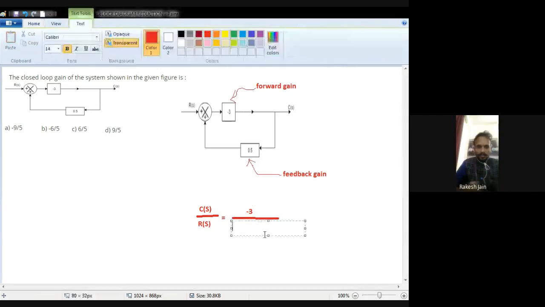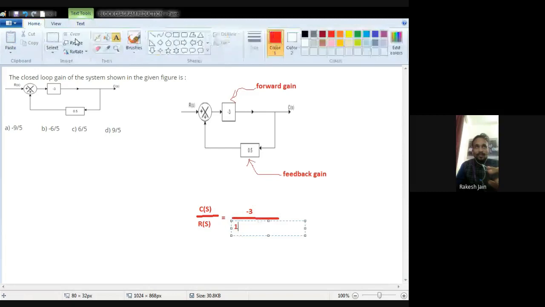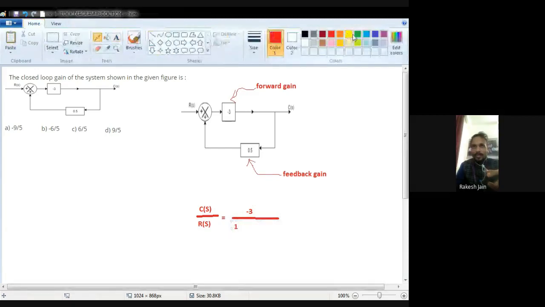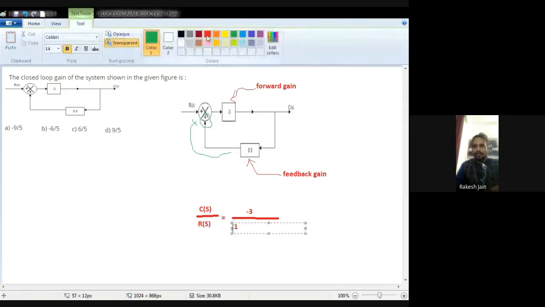So here, see very carefully in this question, which I show you with green color, the feedback comes with the positive sign. Because the positive sign is there, this feedback gain comes to the input side again, in the summing junction, with a positive sign. So whenever a positive sign is there, according to the rule, we have to use the negative value. We have to use negative.